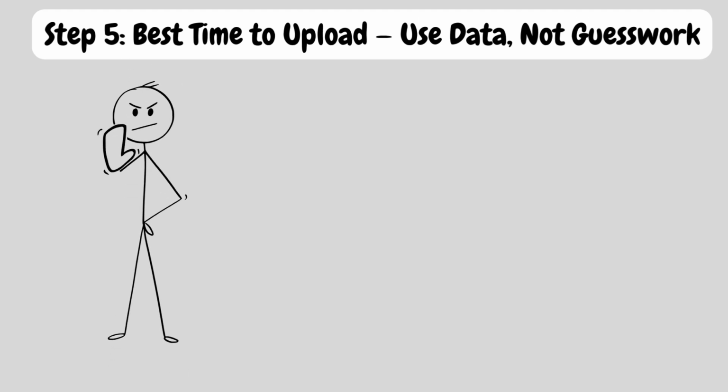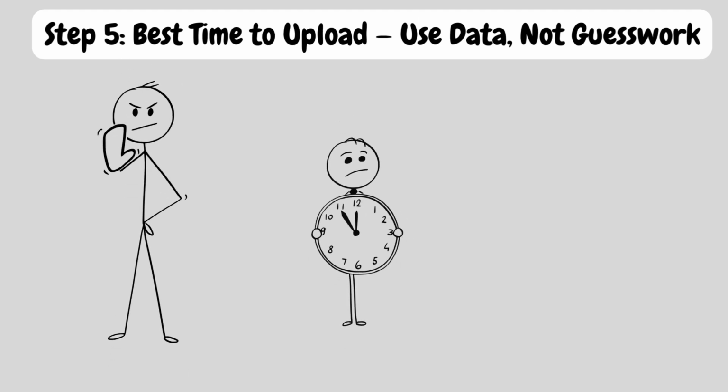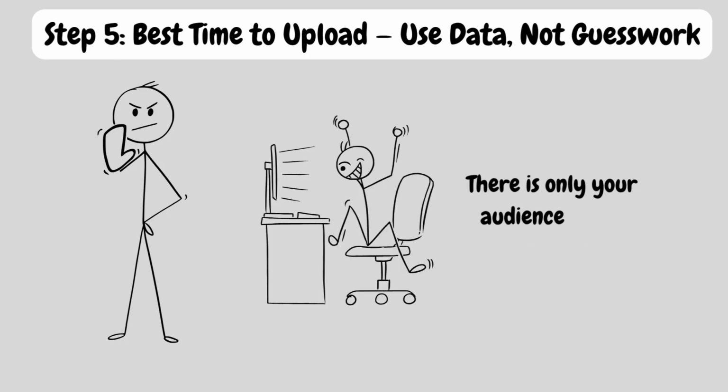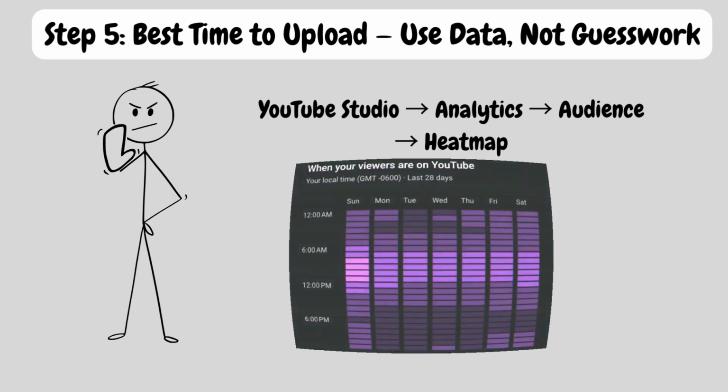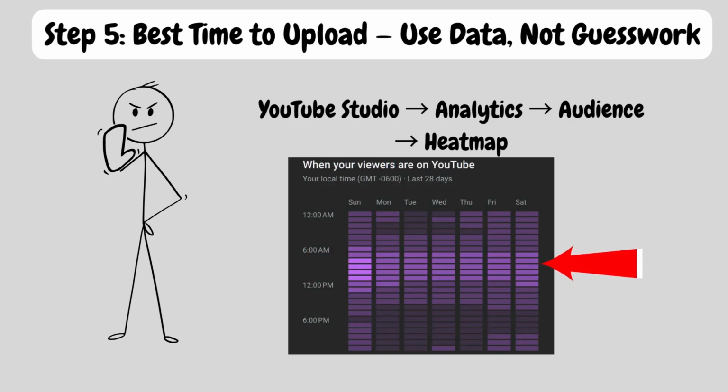Step 5. Best time to upload. Use data, not guesswork. Stop asking in comments, what's the best time to upload? There is no universal best time. There is only your audience's best time. Go to YouTube Studio Analytics Audience Heatmap. The darker the purple, the more active your audience is. Upload 1 hour before your peak time. Why? Because it gives YouTube time to test your content before traffic spikes. Simple, strategic, effective.